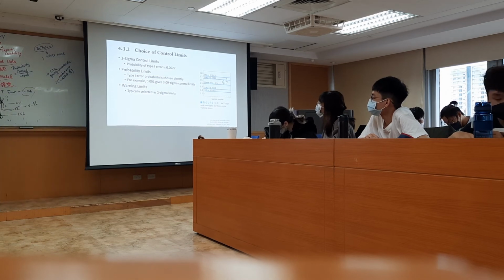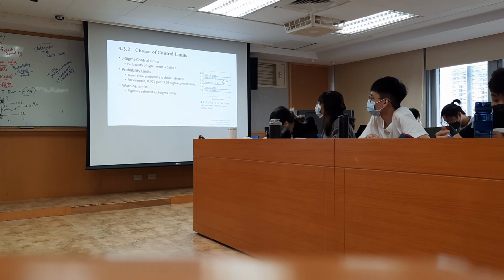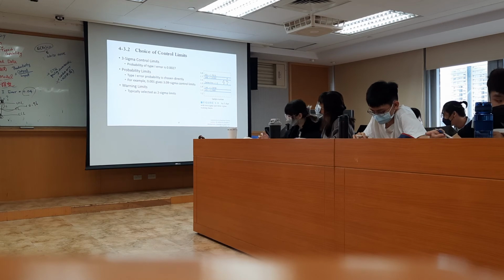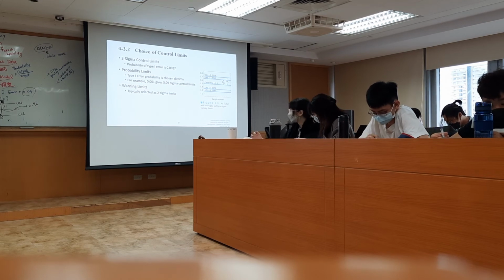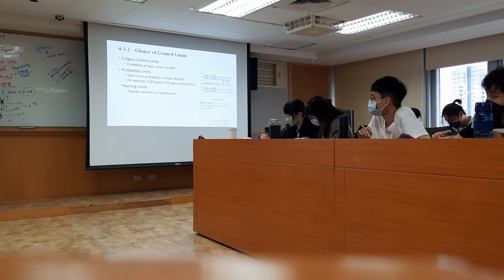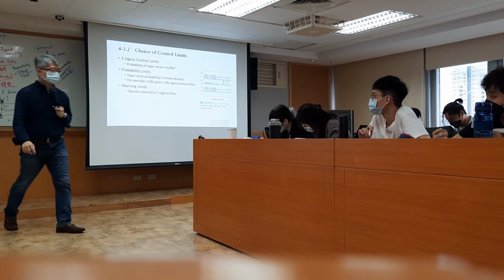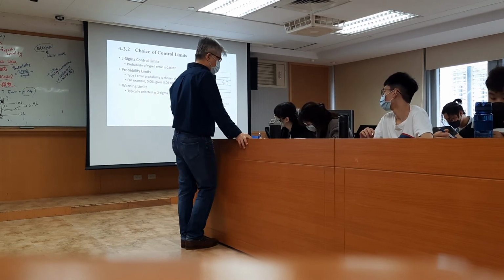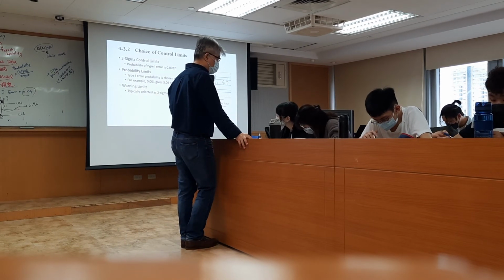So it's going to be 0.0005. So the lower tail is going to be 0.9995. What is L? 0.9995, 3 point what?